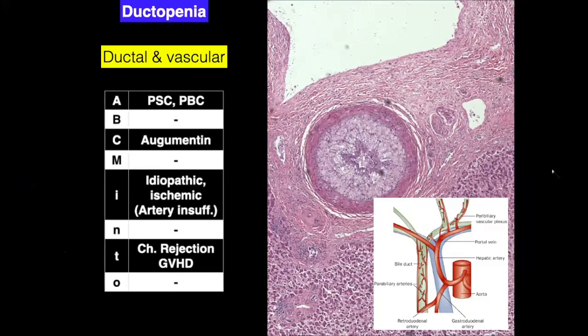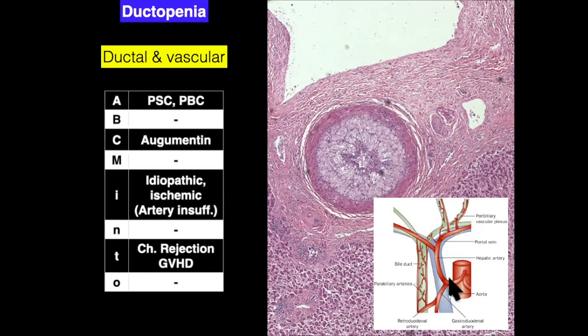Good morning to all. This was the last slide we saw in the last session. This is a nice slide to show you what are all the causes of ductopenia. We are in the calm liver pattern, which is a pattern where the lobule will look very normal, and the ducts won't be seen in PSC, PBC, idiopathic or ischemic causes.